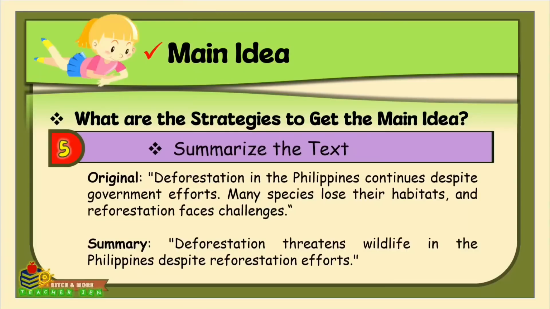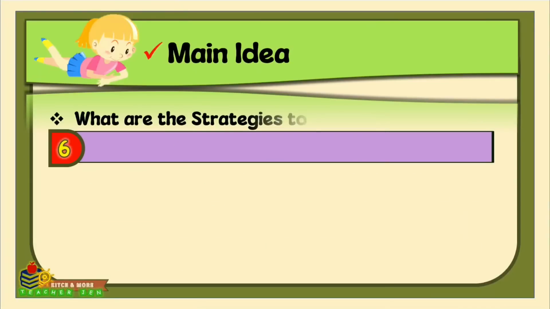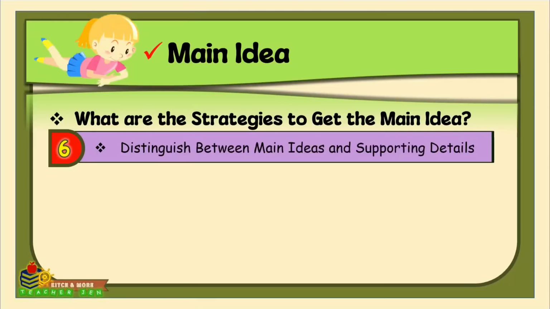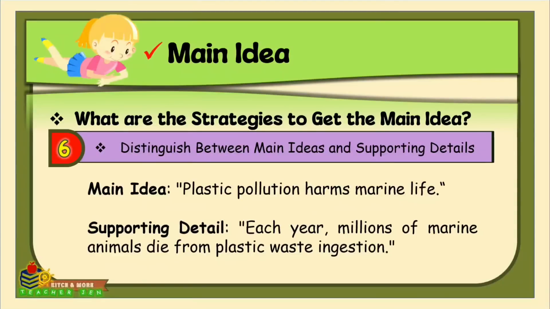You are just putting the key idea into your own words, removing extra details, and focusing on the core message. The sixth one is distinguish between main ideas and supporting details. The main idea is the central message. For example, plastic pollution harms marine life. What about supporting details? The supporting details provide evidence, examples, or explanations. For example, each year, millions of marine animals die from plastic waste ingestion.